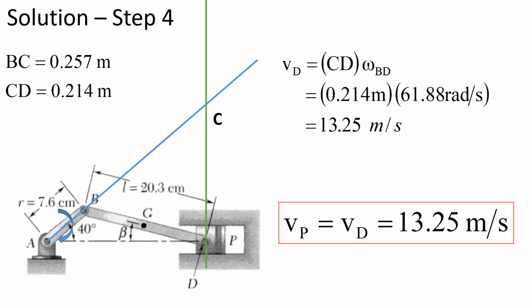Solution: Step 4. Calculate the velocity of D based on its rotation about the instantaneous center of rotation. This will be the velocity of the piston as well. So Vd will be equal to CD into omega BD. Upon putting the values, we get the velocity of the piston, Vd, equal to 13.25 meters per second.